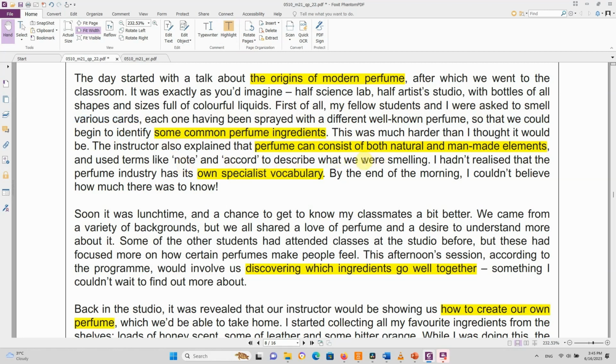So this is also another thing that he learned. Perfume can consist of both natural and man-made elements.